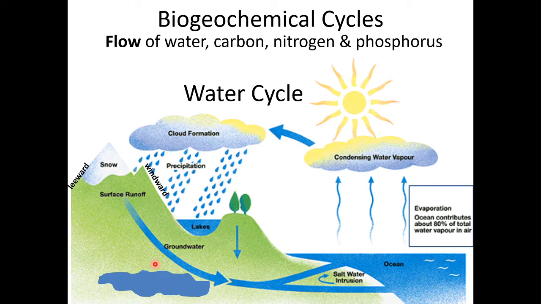Okay, and so groundwater actually is really, really important. Most of the drinkable water on the planet is found as groundwater. Okay. So that's the water cycle, easy enough. I just want to make sure you understand those three components: evaporation, condensation, and precipitation. Okay.